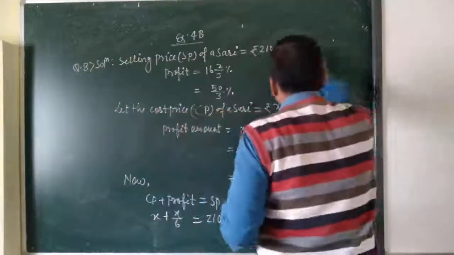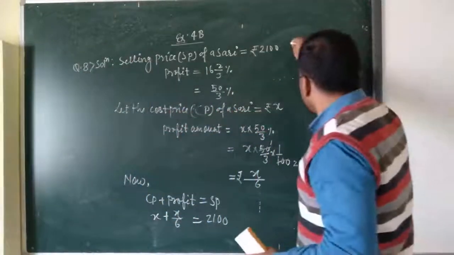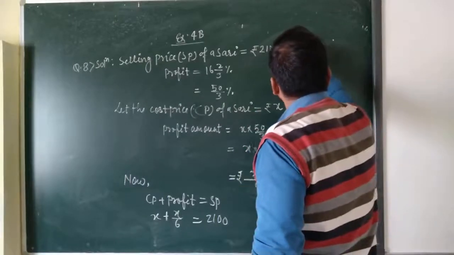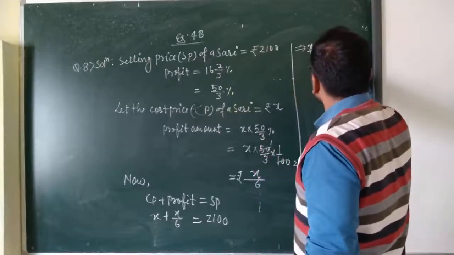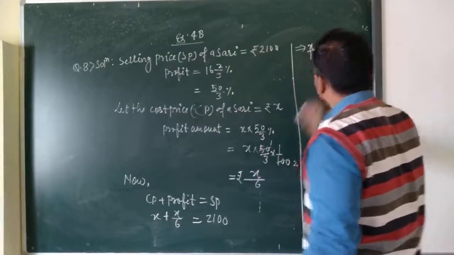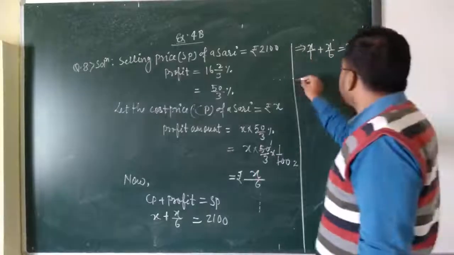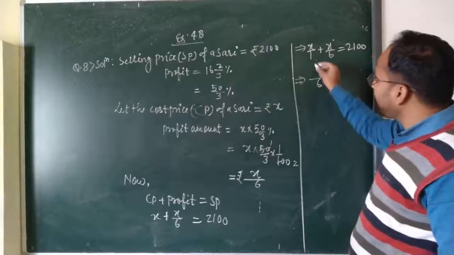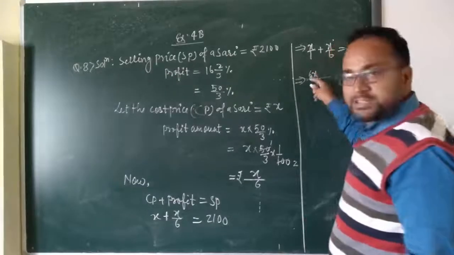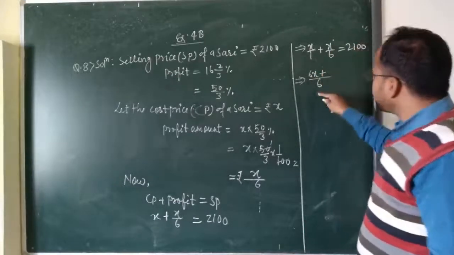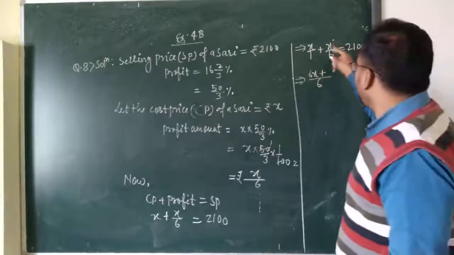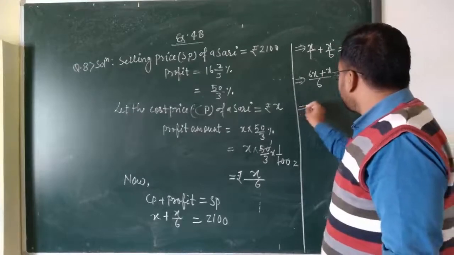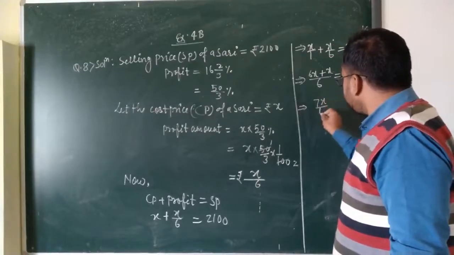Okay. So here you will see, students, this step: X upon 1 plus X upon 6 is equal to 2,100. Then take the LCM 6. If you divide 6 by 1, you will get 6 and multiply it with X, and plus, if you divide 6 by 6, you will get 1, and 1 is multiplied by X, you will get X. So 2,100. Here you will get 7X upon 6.